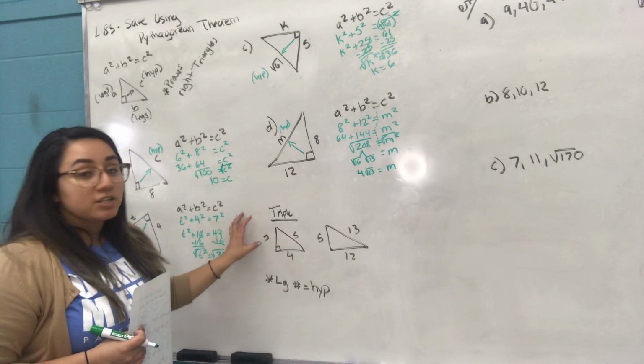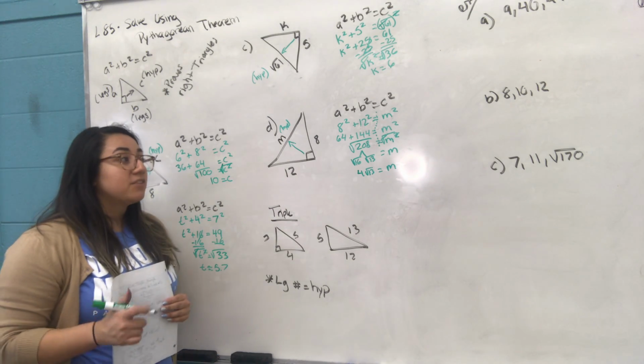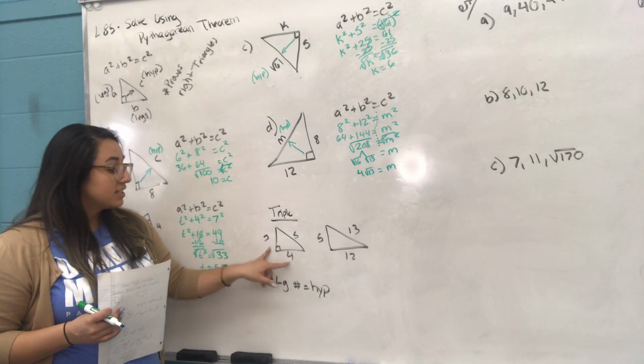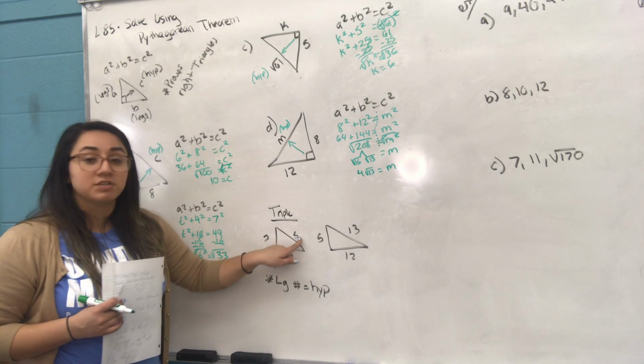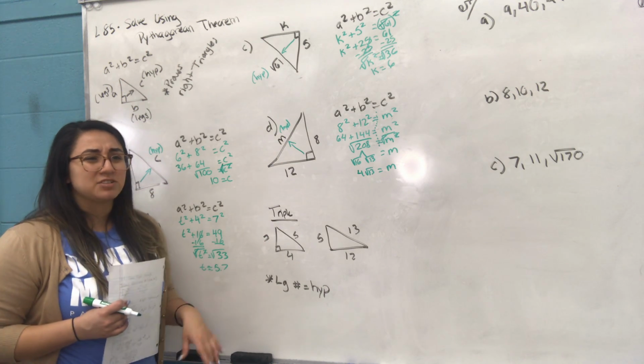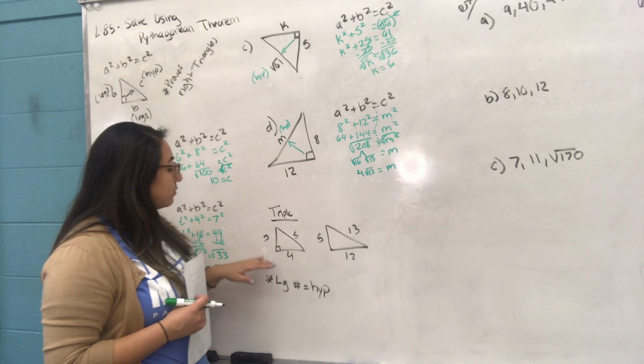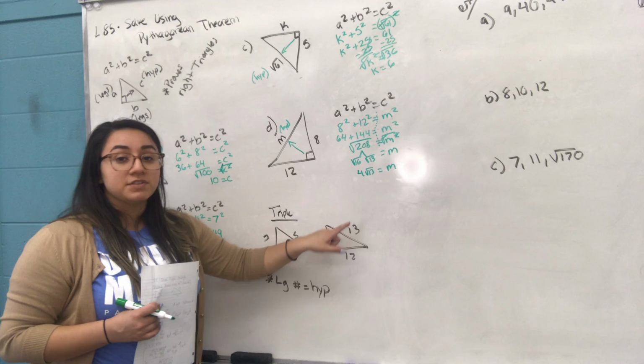Now, here we're learning about triples. There are some triangles where, if you have two of the numbers, let's say you have 3 and 4, you don't have to do the Pythagorean theorem because the last one should always be 5. These are the special triples. I think there's like 5 or 6 of them. But the two main ones are 3, 4, 5, and 5, 12, and 13.